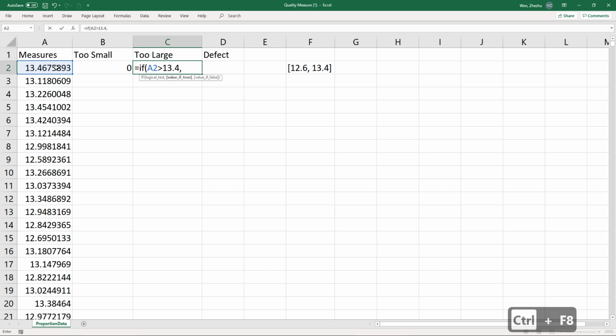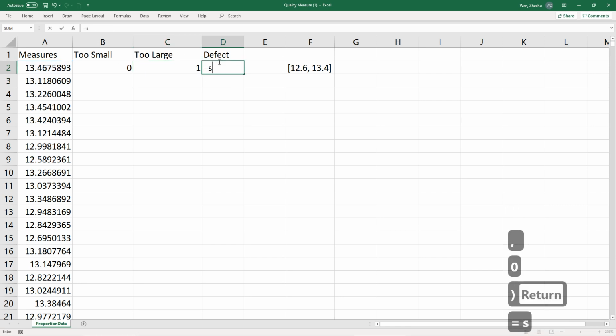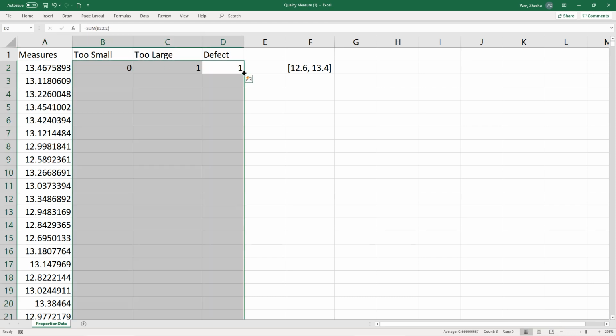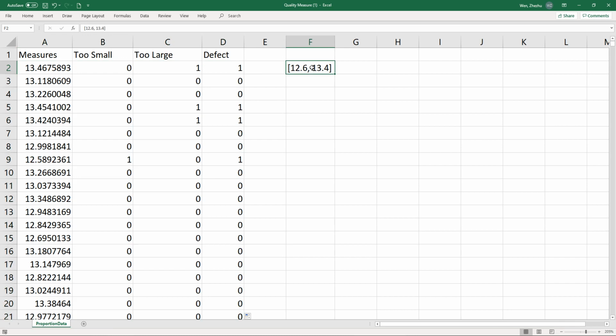If it's larger than 13.4, it's called a defect because it's too large, and otherwise it's 0. So all you need to do here is to sum these two values, because only one of them is going to return true if this is a defect. When this is done, for example, this one is larger than 13.4, so it flagged it as a defect. So double click it. I think we're done with this.